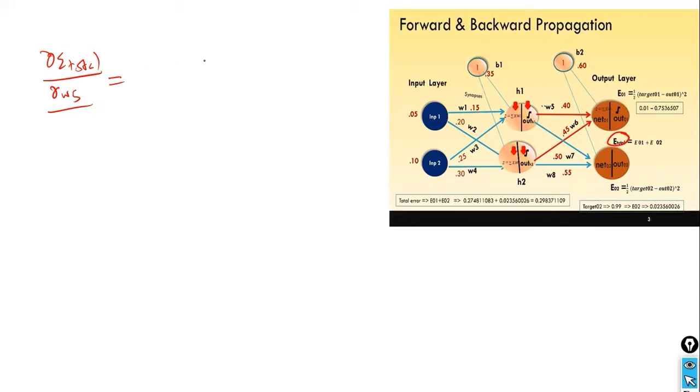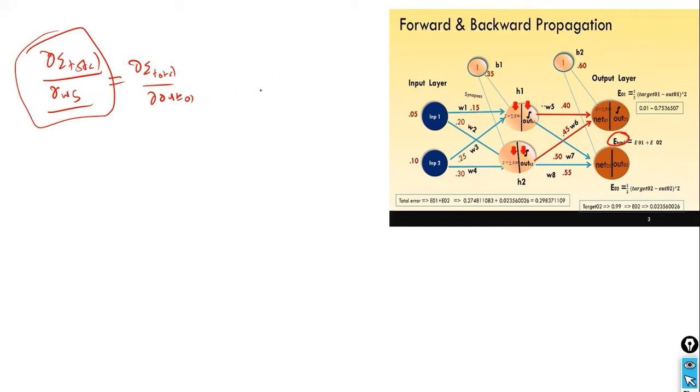Here what I do is, the total is depending on out o1, so ∂E total divided by ∂out o1, because the error is depending on out o1. So this is nothing but a composite function. What is a composite? It's a nested function. This can be written like this.